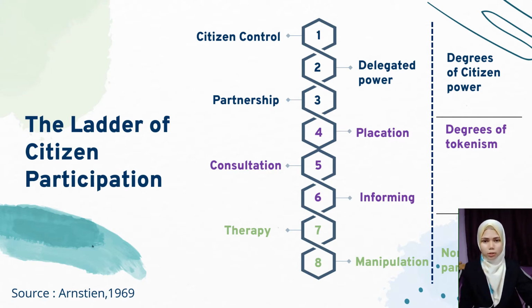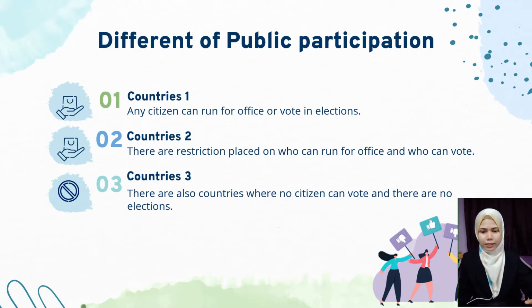Non-participation consists of two, which are therapy and manipulation, in the ladder of citizen participation. I will describe the differences of public participation in three countries. Number one, any citizen can run for office or vote in elections. In another country, there are restrictions on who can run for office and who can vote. In other countries, no citizen can vote, and there are no elections.